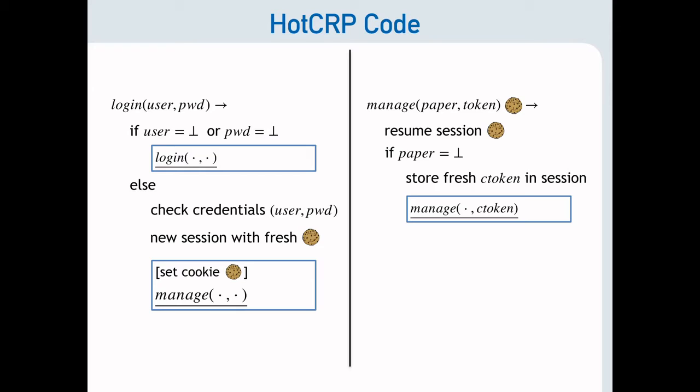Now, if a paper is actually submitted, then we first check that the token that is submitted is equal to the token that is stored in the session memory. And this is used as a protection against cross-site request forgery. And if the check is successful, then we have the security assertion auth paper user. What this security assertion models is the change of the server state, which now says that the paper is registered in the account of user.